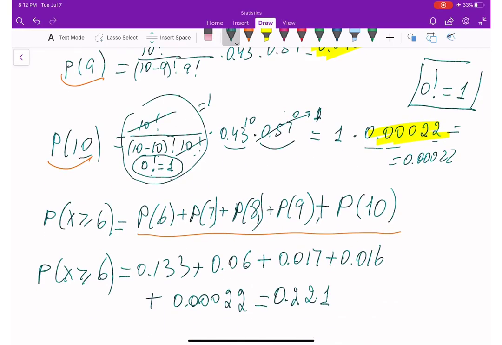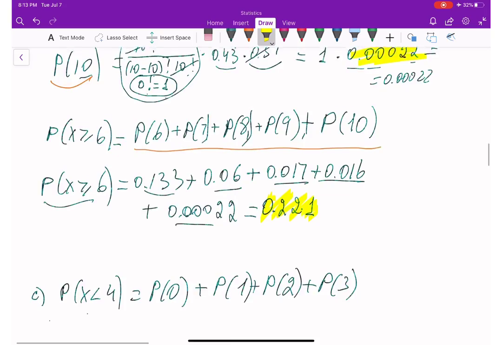So since we need probability of at least 6, which means 6, 7, 8, 9, 10, we are adding up 6, 7, 8, 9, 10, and the result is 0.221. All right? Now, you can put this on a calculator. There are a bunch of calculators online. You can plug in and get the results, or you have a calculator yourself also, I'm pretty sure.